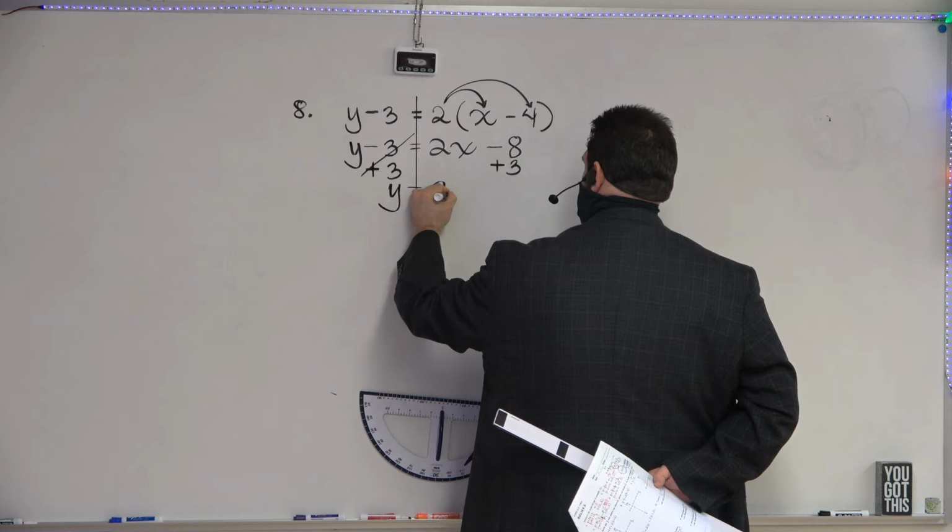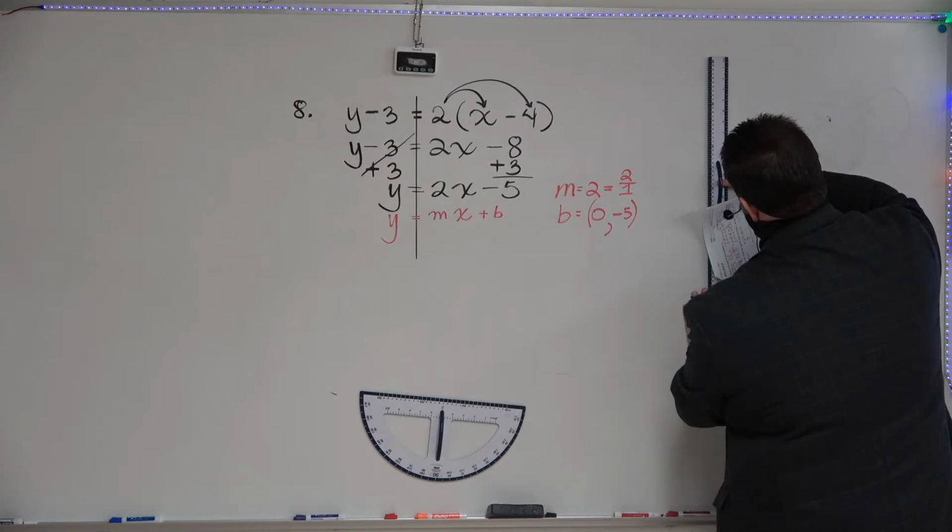Okay. Now we're going to graph it. Well, before we graph it, we're going to identify. So this is indeed written in y equals mx plus b form. What is the m, the slope? 2. And what is the y-intercept? 0, negative 5. And this slope, can we write this as rise over run? 2 over 1. Very good. Okay? So now let's draw it.